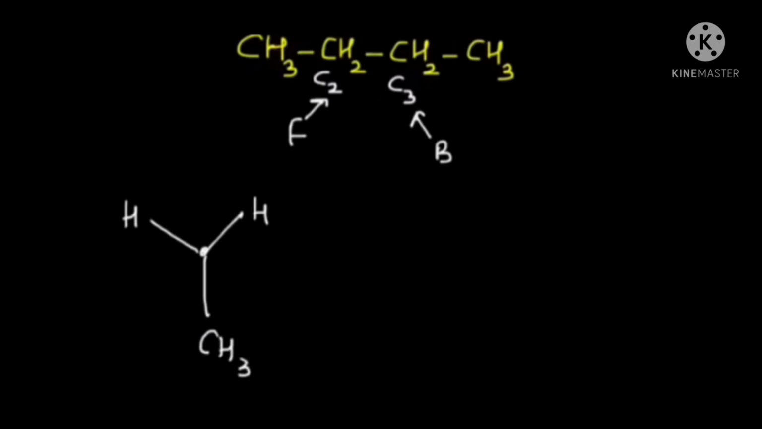Now on the back carbon atom also I have 3 groups. There are 2 hydrogen atoms once again, and then there is a CH3 group. So this is the Newman projection for normal butane. Now take a look at this conformation. All the groups are far apart. So this is a staggered form, right?